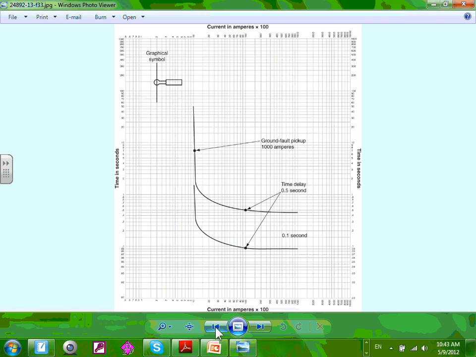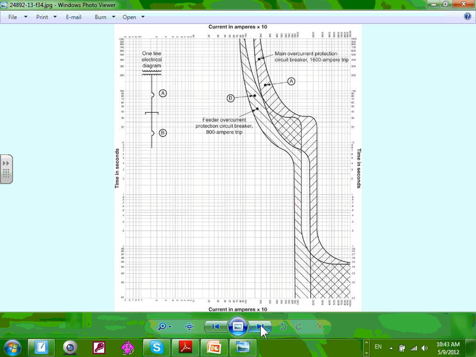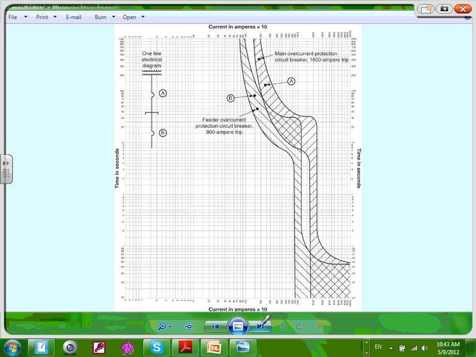Okay, so now moving into the coordination. Now every circuit breaker, guys, has a coordination curve. I want you to look at this, please. This is my 1600 amp circuit breaker. This is my 800 amp circuit breaker. Can you guys see where curve A and curve B is?